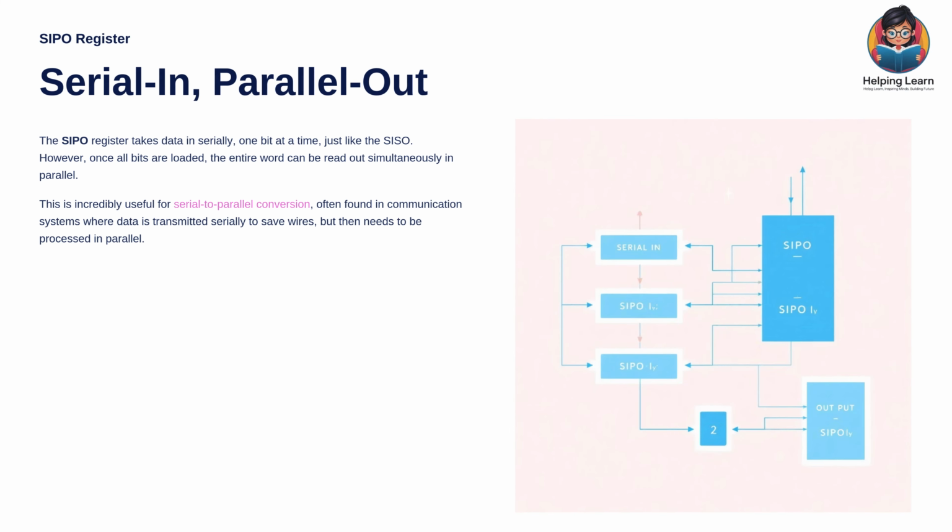SIPO register. Serial in, parallel out. The SIPO register takes data in serially, one bit at a time, just like the SISO. However, once all bits are loaded, the entire word can be read out simultaneously in parallel. This is incredibly useful for serial to parallel conversion, often found in communication systems where data is transmitted serially to save wires, but then needs to be processed in parallel.